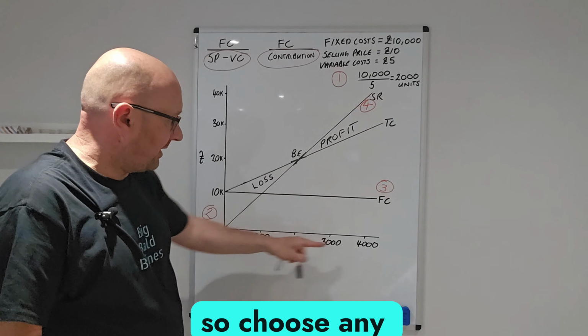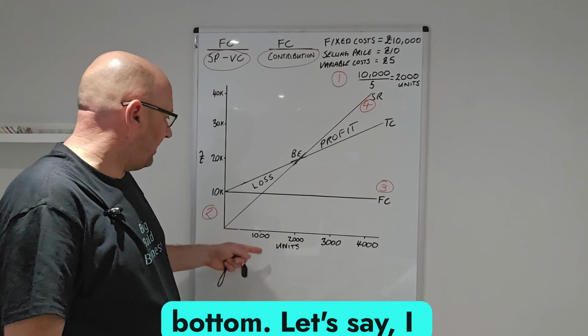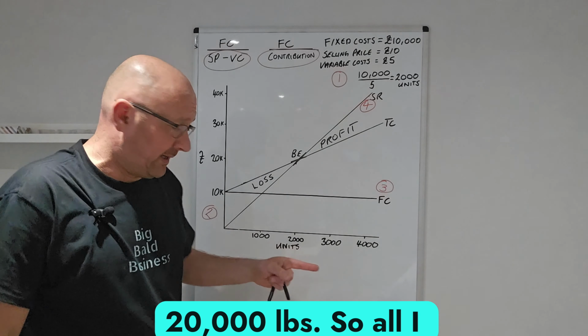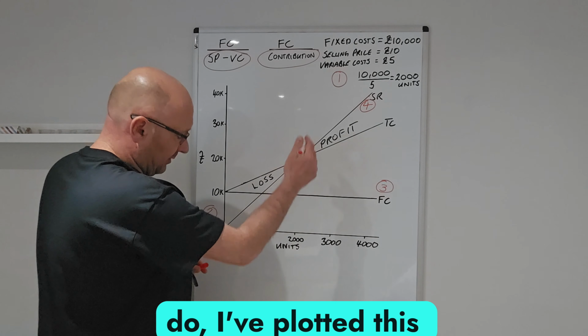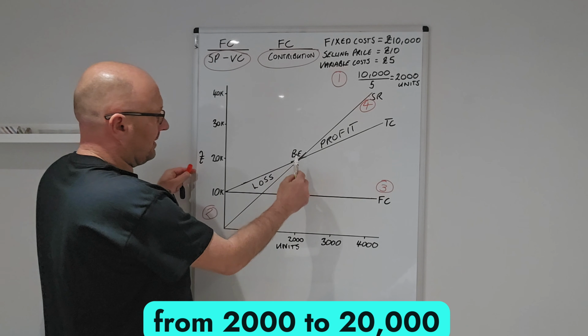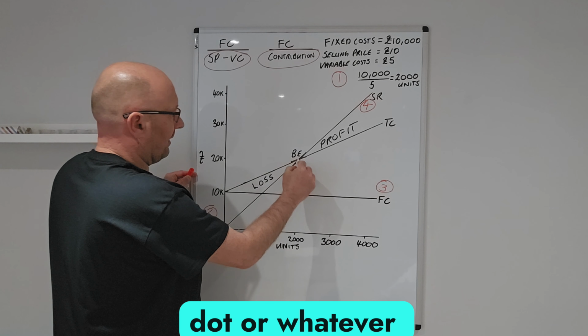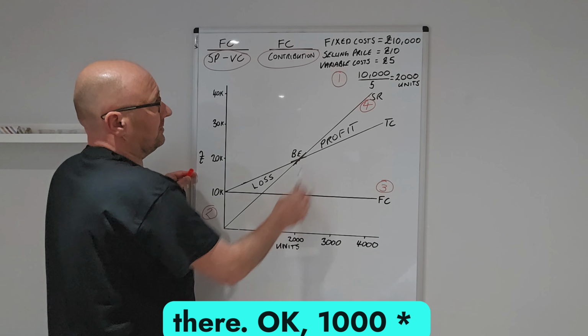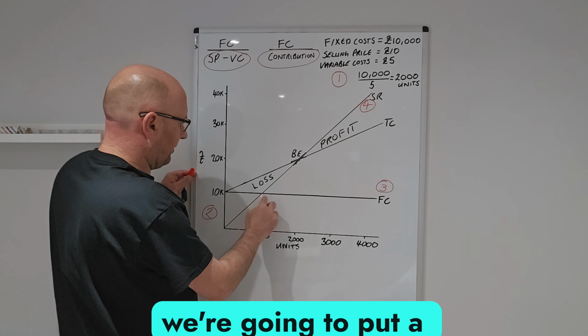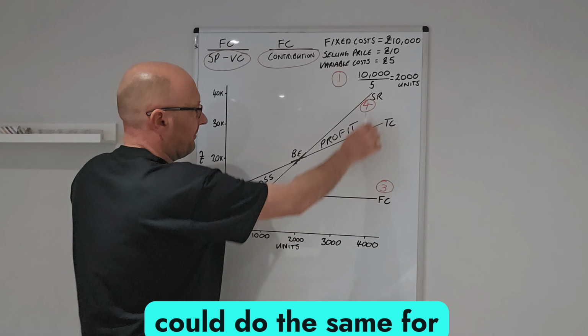Okay, so choose any number along the bottom. Let's say, I don't know, 2,000. 2,000 times 10 is £20,000. So all I'd do, I've plotted this already, but I'd go up from 2,000 to 20,000 and I'd just put a little dot there. Okay, 1,000 times 10, 10,000. So we know we're going to put a dot there. You could do the same for 4,000, whatever.